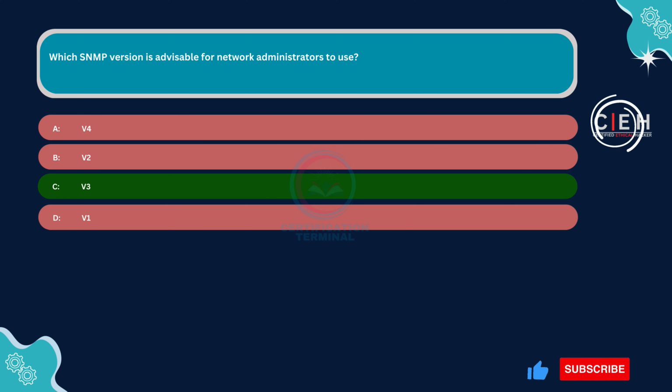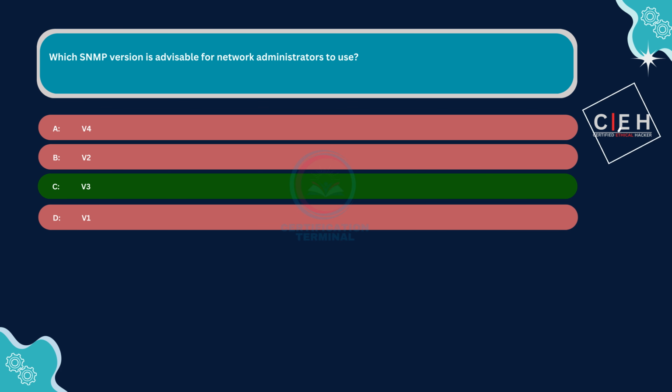Option D, version 1, is incorrect. SNMP version 1 is the original version of the SNMP protocol and is known to have security vulnerabilities, such as plaintext community strings and lack of authentication and encryption mechanisms. While SNMP version 1 is widely supported and simple to implement, it is not recommended for use in environments where security is a concern.